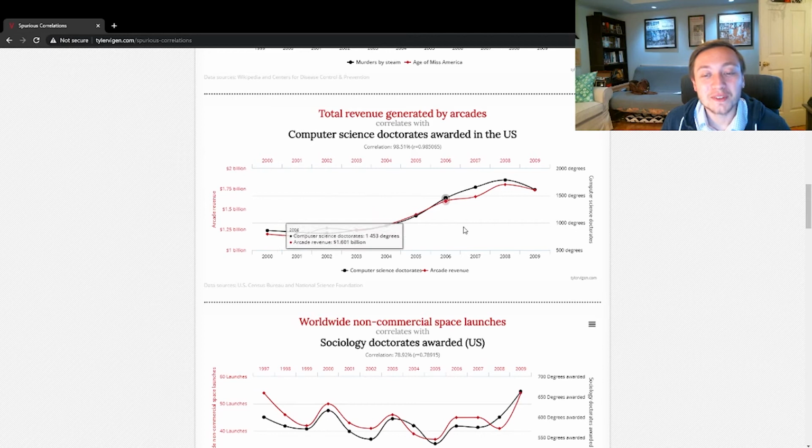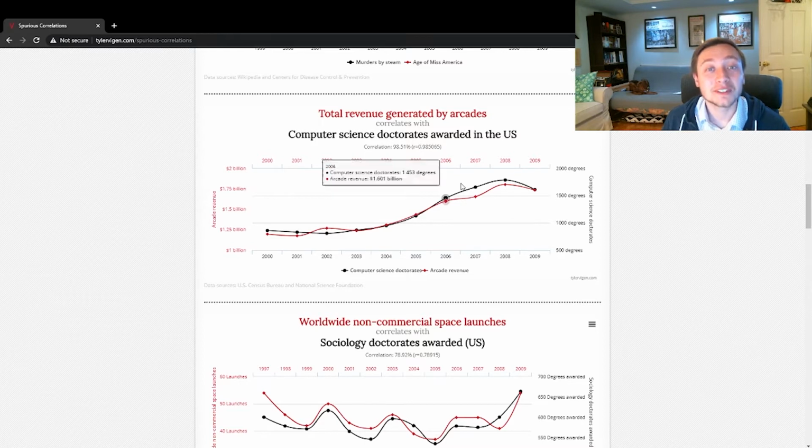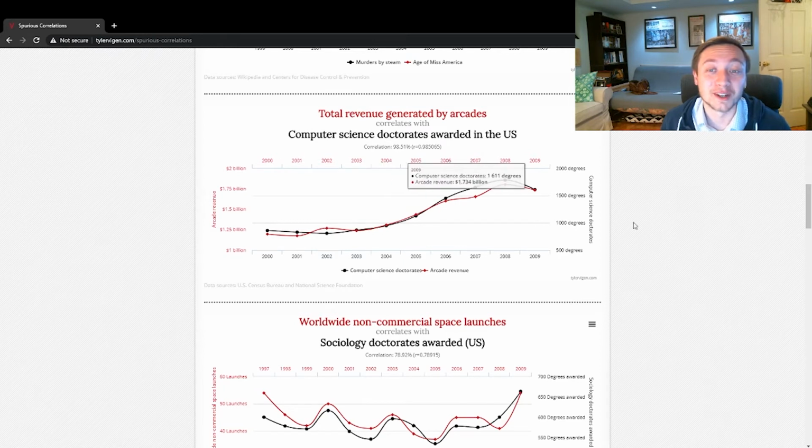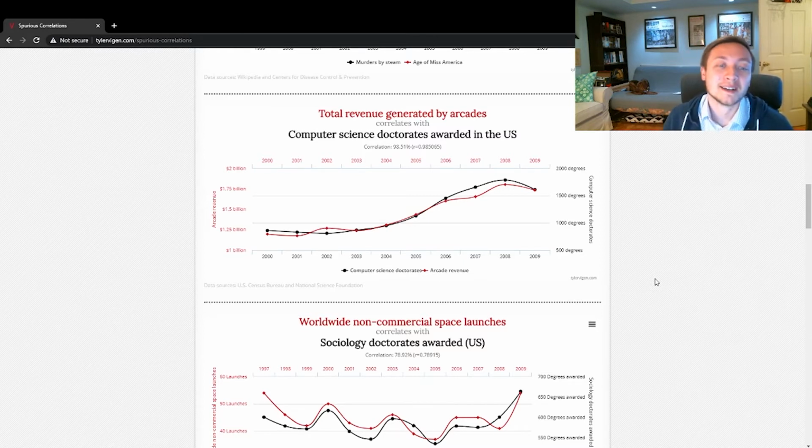You can see here that from 2000 to 2009, if we look across time and we have these data points, the red line here represents the total revenue, the total amount of money generated by arcades. This correlates very well, in fact. This explains more than 98% of the variation in the number of computer science doctorates awarded in the United States. Now, if you're like me and you want to think really stereotypically, you could say to yourself, aha, I think actually there may be something to this. There may be some reason why these two series tend to go together.